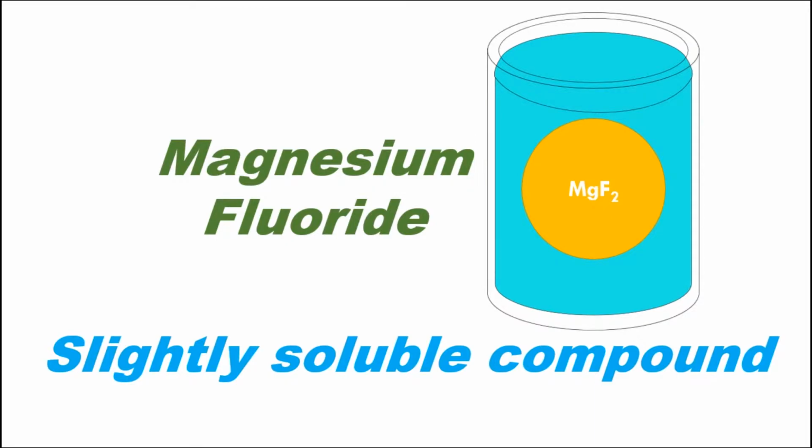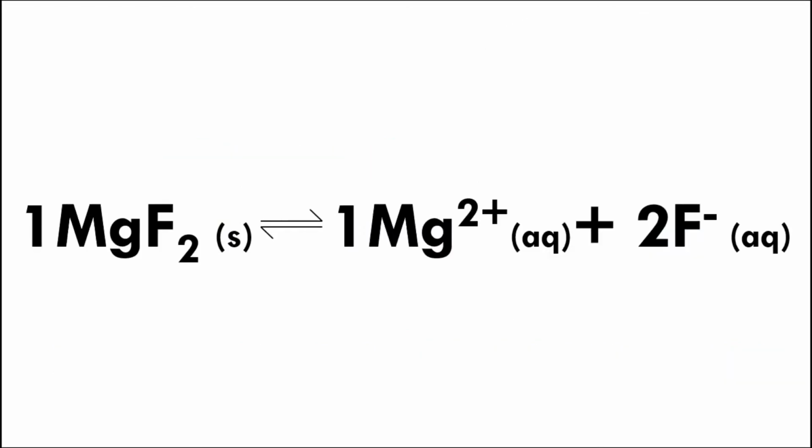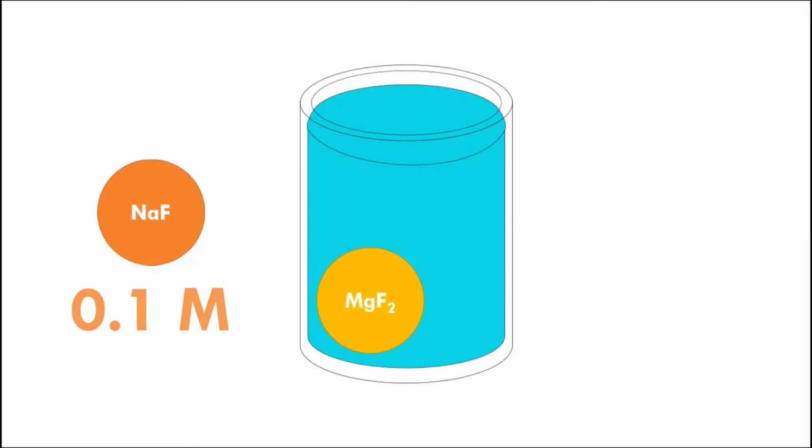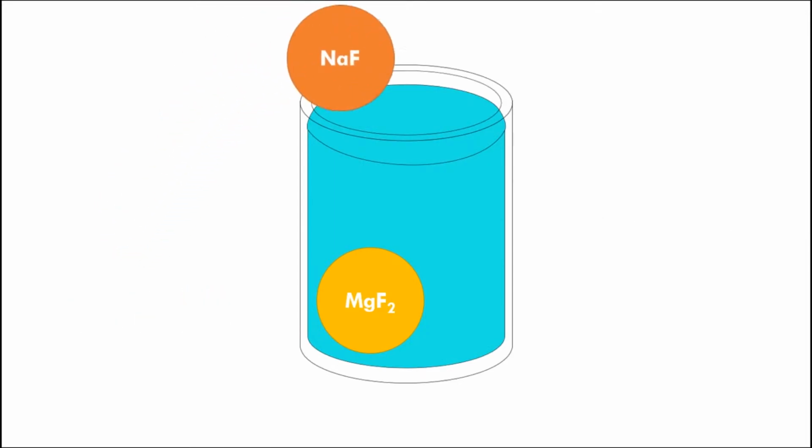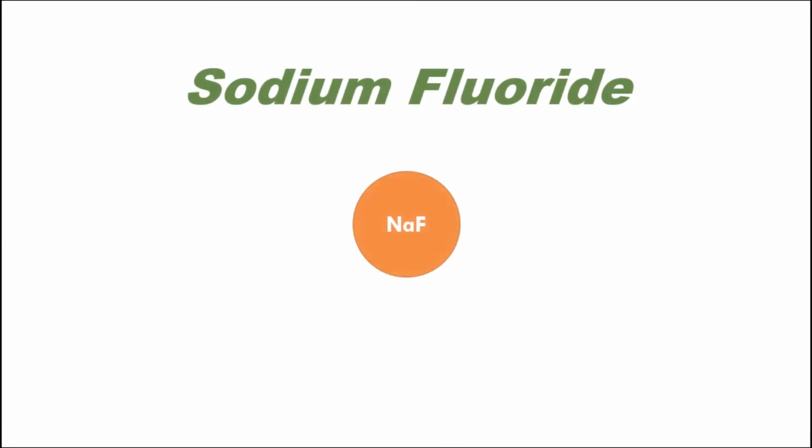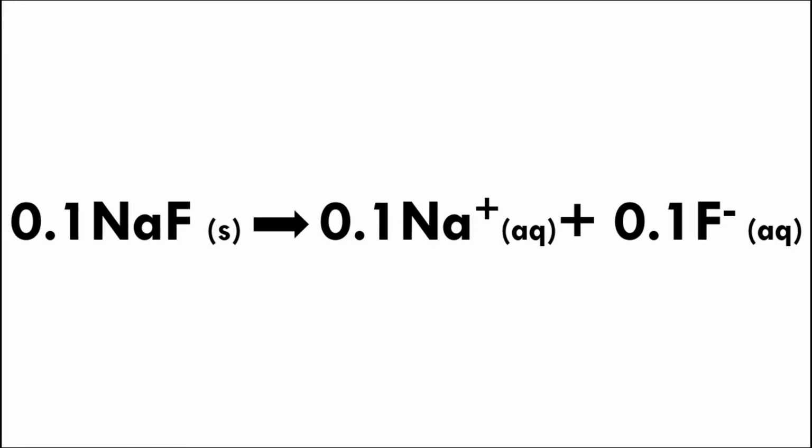Let's have an example. Magnesium fluoride is a slightly soluble compound. Given the KSP, we can solve for the molar solubility of the magnesium fluoride by applying what we have learned earlier. Suppose that 0.1 molar of sodium fluoride is added to the solution. Because sodium fluoride is a soluble ionic salt, it will dissolve completely to provide 0.1 molar of fluorine.